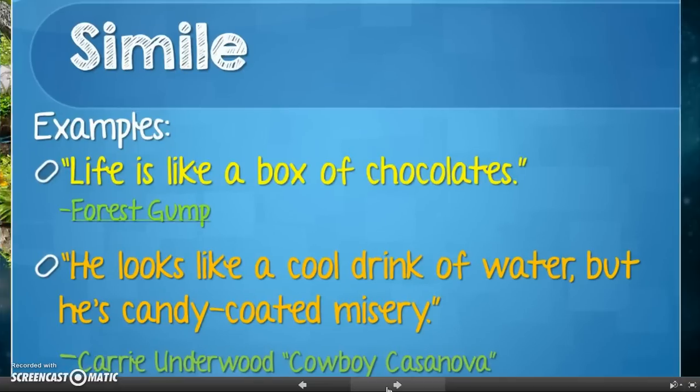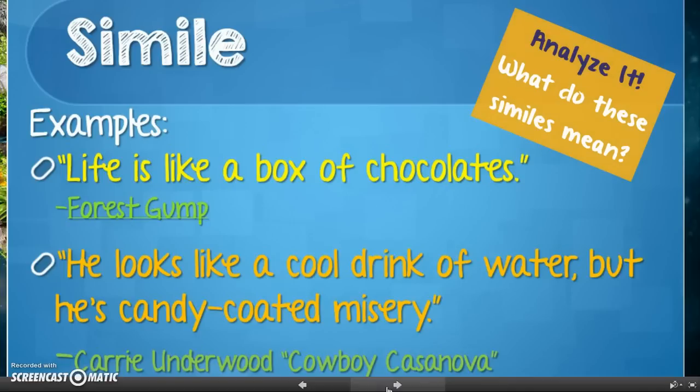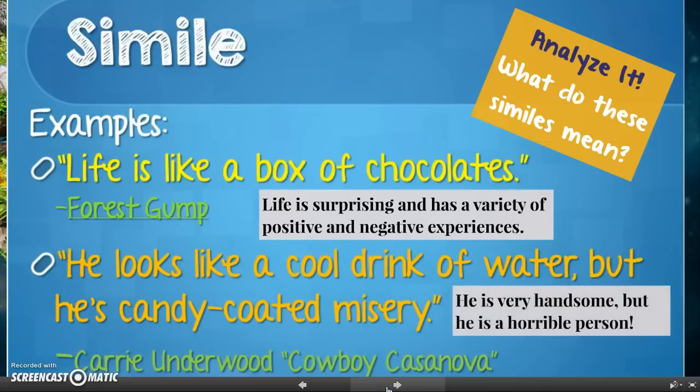It's not enough for you to be able to look at this and see what it is. You have to tell me what the similes mean. So when he says life is like a box of chocolates, he's saying that life is surprising, a variety of positive and negative experiences, they're not going to be all the same. And when she's saying he's like a cool drink of water, but he's candy-coated misery, she's saying he's very handsome, but he really is a bad person.